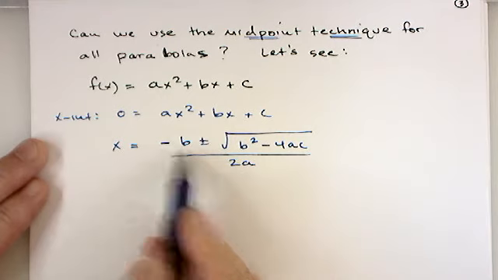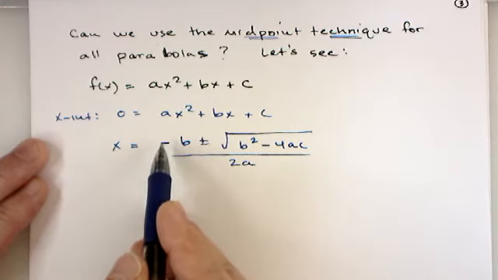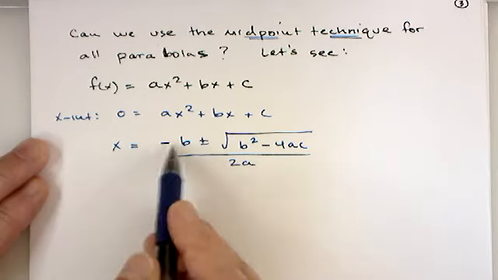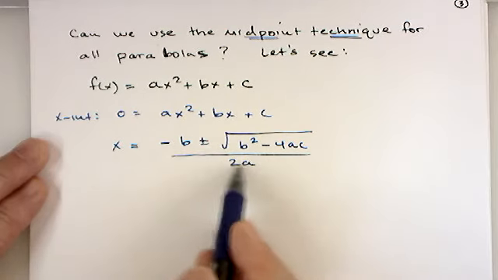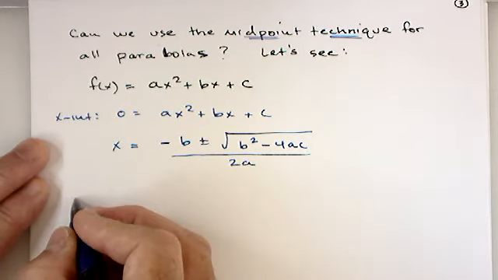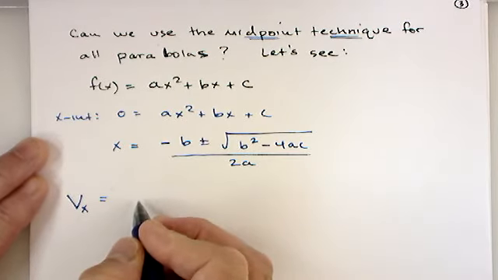Now, depending on what a, b, and c are, there are actually two x-intercepts. One of them is negative b plus the square root of all that stuff over 2a, and the other one is negative b minus the square root of all that stuff over 2a. And so what am I supposed to be doing with my two x-intercepts to find the x coordinate of my vertex? I'm supposed to be adding them together and dividing by 2.